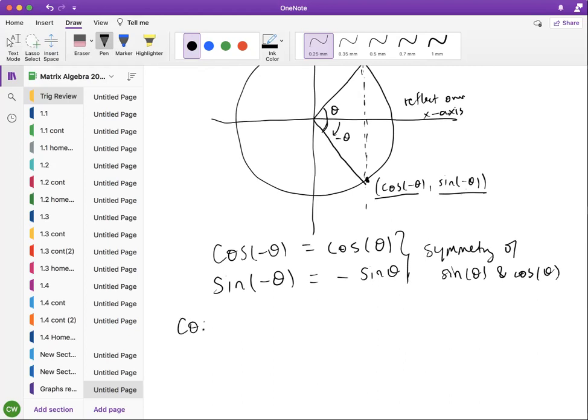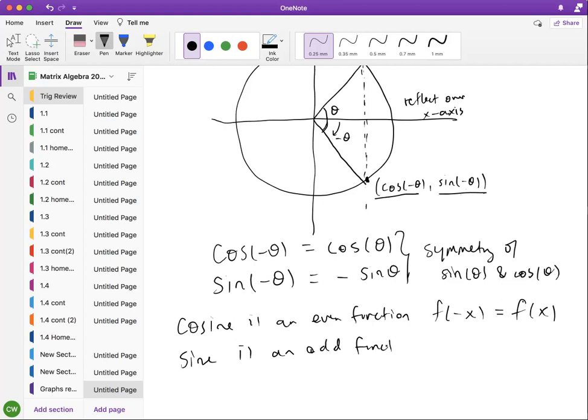So cosine is called an even function. If you don't remember what that means, it just means that if you plug in the negative of something, it's the same as plugging in the positive of something. And sine is an odd function, which means when you plug in the negative of something, you get the negative of plugging in the positive of something. So we can use this property to look at the difference formula.